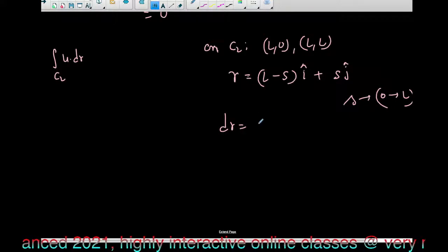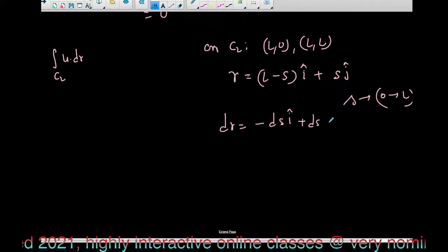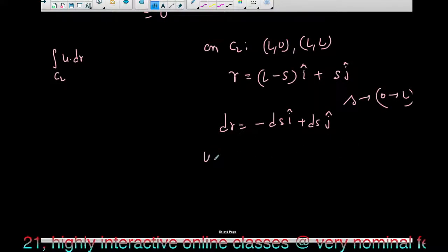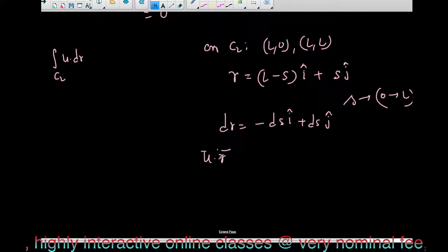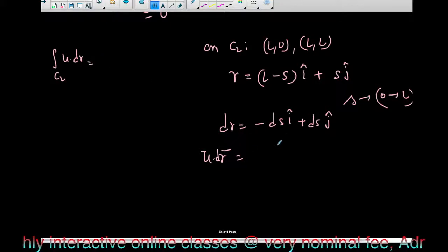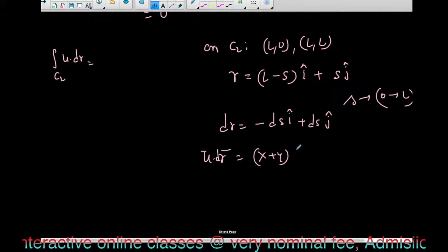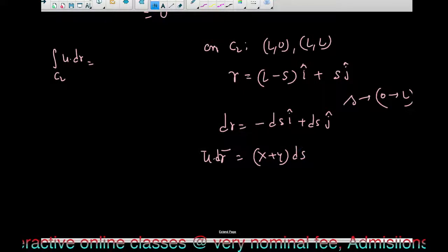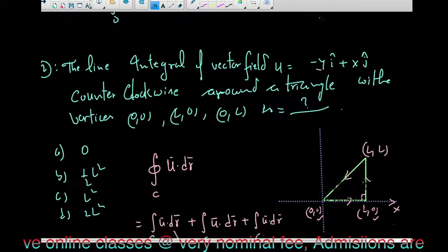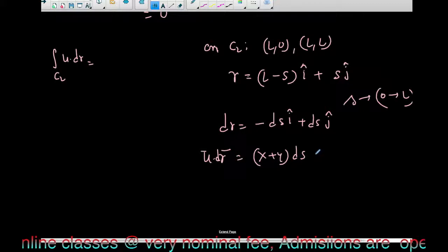If you differentiate this dr, what will we get? Minus ds into i, and here plus ds into j unit vector, right? So on this line segment, we need u dot dr, because u dot dr is required for the C2 curve. So u dot dr will be x plus y, x plus y ds, correct? Look at the point here. Earlier u was minus y and x, so it will be negative negative plus. So that is y ds, and for this, x plus y ds.